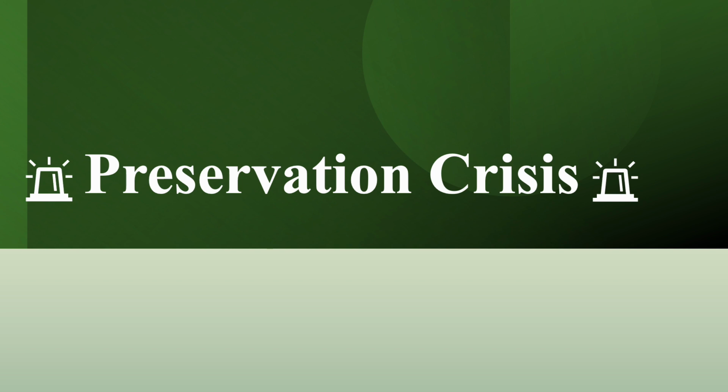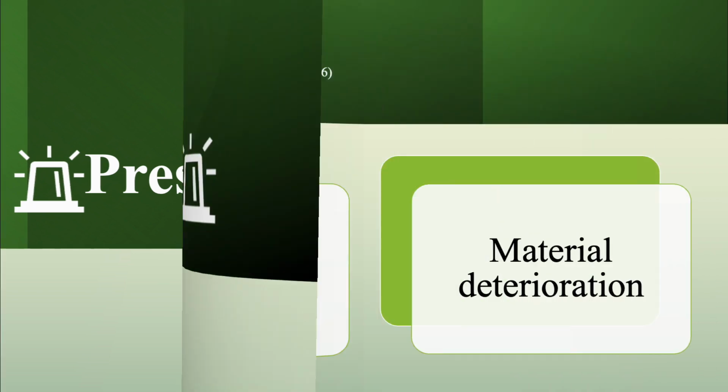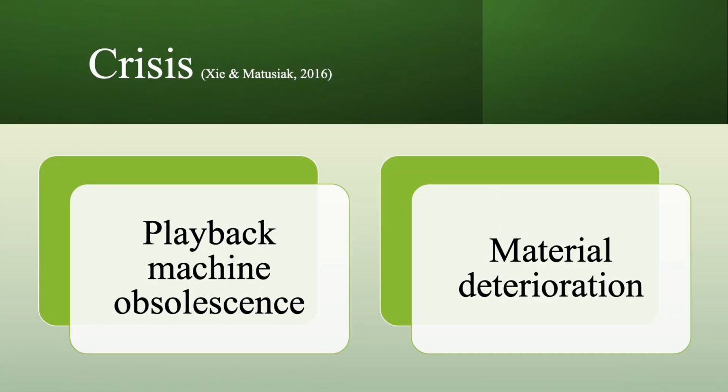Another significant portion of scholarly discourse is the preservation crisis. Two large parts of the crisis are playback machine obsolescence and material deterioration. Playback machine obsolescence refers to the fact that the machines needed to play back AV materials are disappearing. They are out of production. In almost all cases, if you cannot play back the material, you cannot digitize it. As previously discussed in the repair slide, analog and digital on physical carrier AV materials are not stable. AV materials are the most fragile items within any collection.